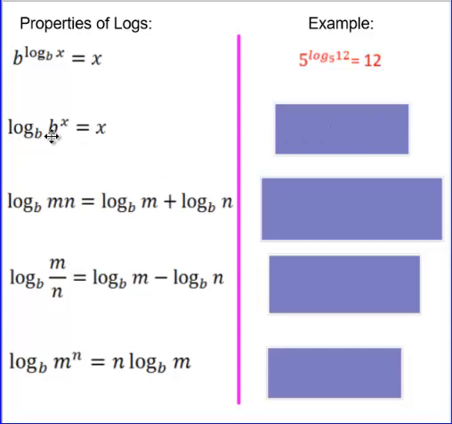Works the same way the other way around. If you have log base b of a power, b to the x, as long as the bases are the same, then your answer would just be the x part. So looking at it with some numbers, if I have log base 5 of 5 to the third power, your answer would just be 3.